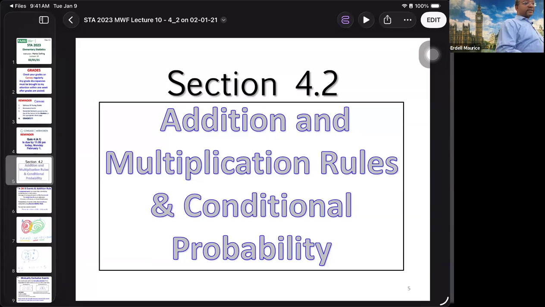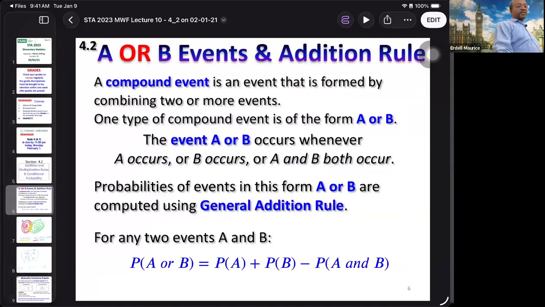The first thing we looked at was the addition property. The keyword for addition is "or." When we have "or," there are two formulas to find the probability. The first one is called the generalized probability rule, where the probability of A or B is the probability of A plus the probability of B minus the probability of A and B.